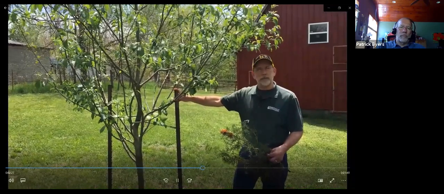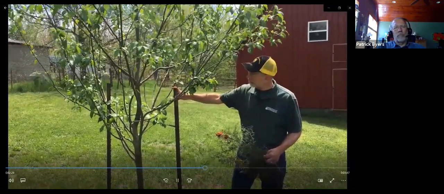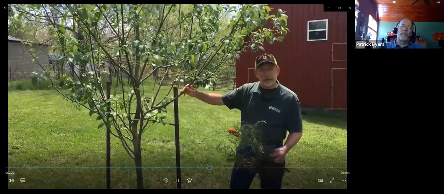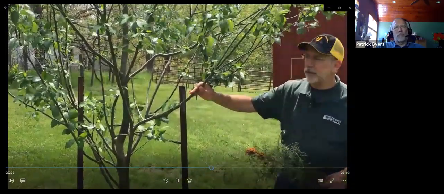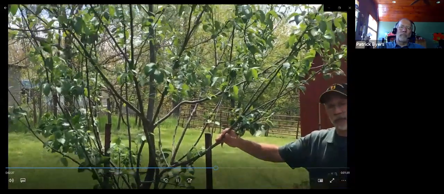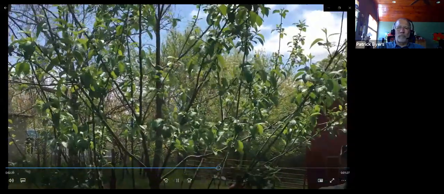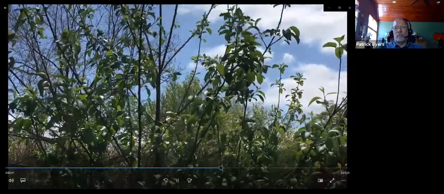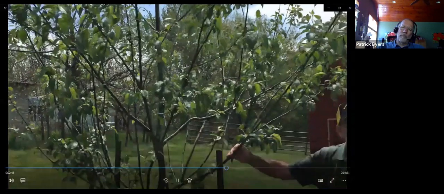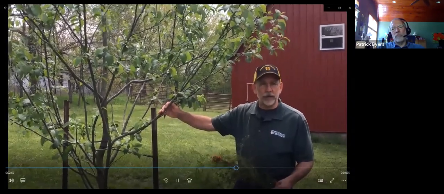And if we look at this tree, we notice that it has been pruned to a modified central leader system, a very open system. There's plenty of room for air to move throughout the branches of this tree. The foliage and the fruit dry quickly after a rain. Cedar rust is more of a problem if there are prolonged periods of wetting on the foliage and the fruit. So by training the tree in this fashion, we have developed an environment that is less favorable for the development of cedar apple rust.